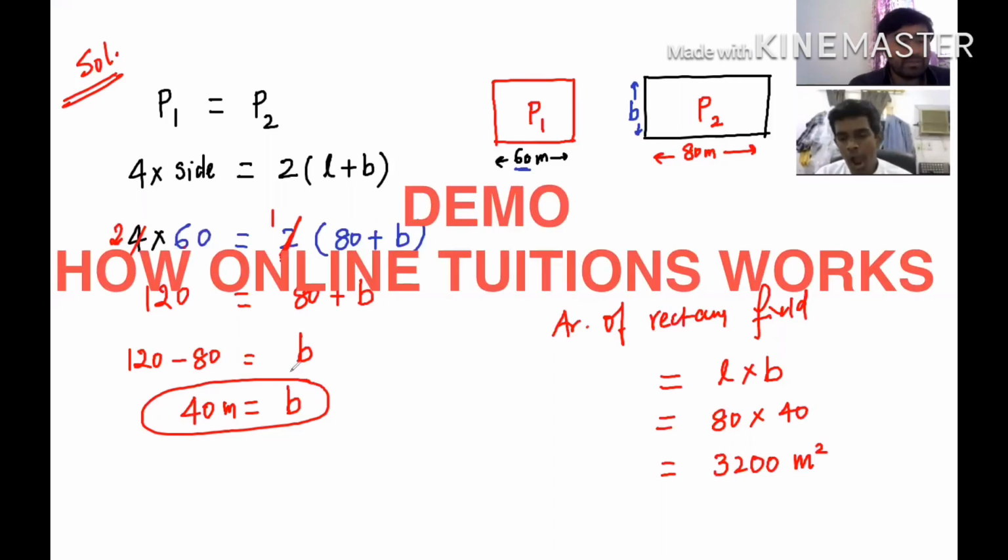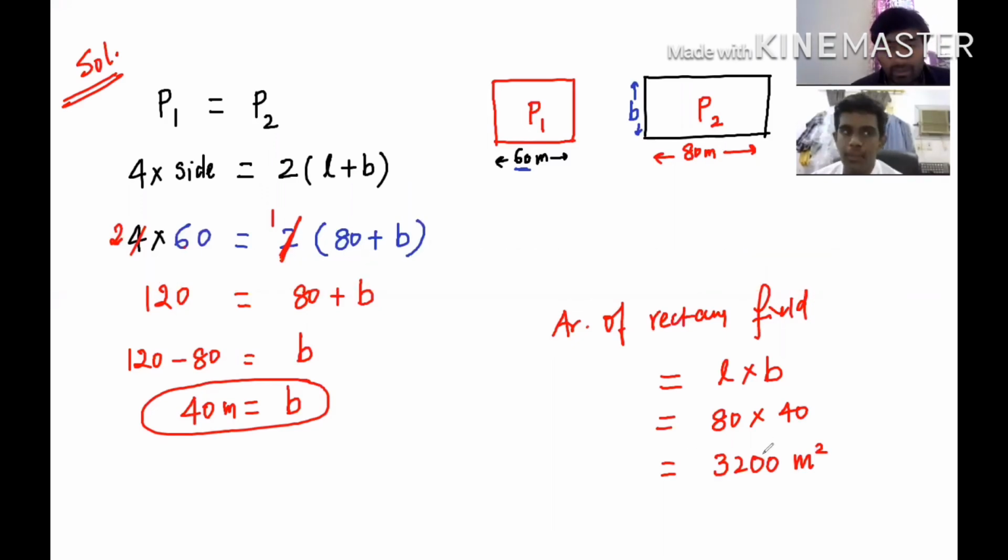So the breadth we got is 40, and then we calculated the area of the rectangular field, and this is our answer. Next is the question: which part has the larger area? We found the area of the rectangular field. Now if I find the area of the square.